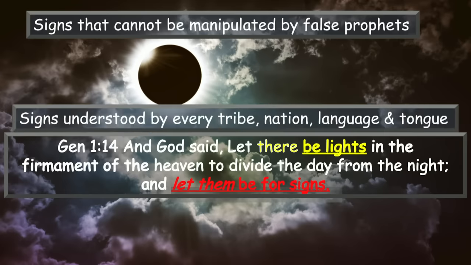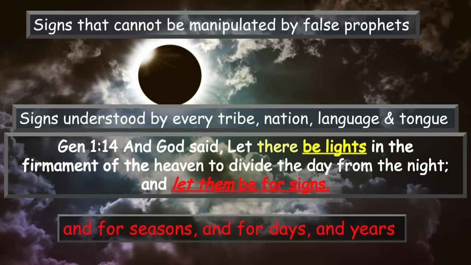These are signs that are understood by every tribe, nation, language, and tongue. And so he said, not only let them be for signs, but for seasons, days, and years. And people make the mistake of thinking that means winter, spring, summer, fall, and the year 1917. No. The Hebrew word for seasons is moed, and that means divine appointments.